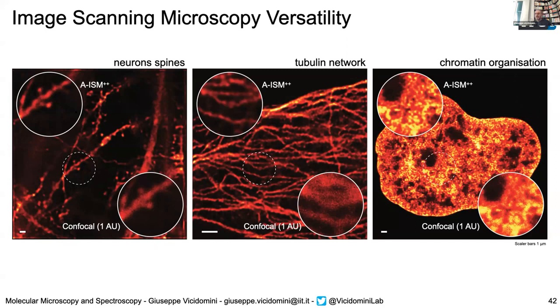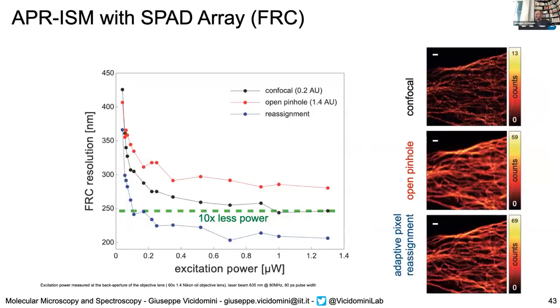For example, here is imaging of some neuron spines in a slice of brain tissue. We image up to 300 micrometers in depth. This is another example, the chromatin organization. As you can clearly see, there is much more detail in your adaptive pixel reassignment images. So up to now, I just told you that you get an enhancement in resolution, but I never quantified such enhancement in resolution.